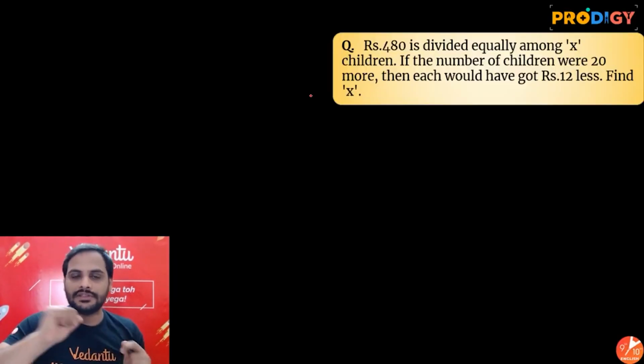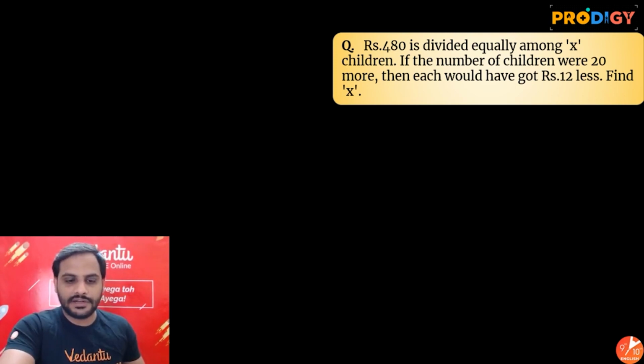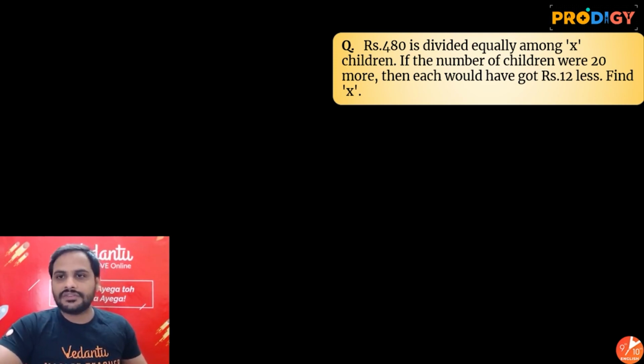Now let's move ahead with the next question. The next question is: rupees 480 is divided equally among X children. If the number of children were 20 more, each would have got rupees 20 less. So now see, beta, how the question works.